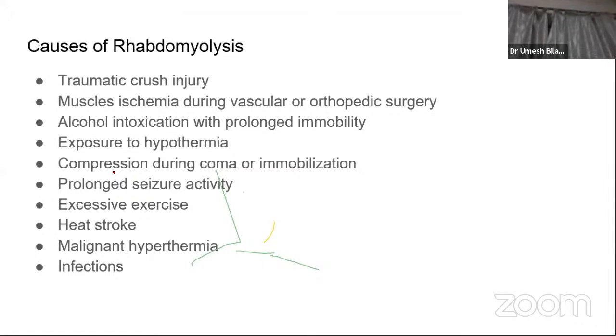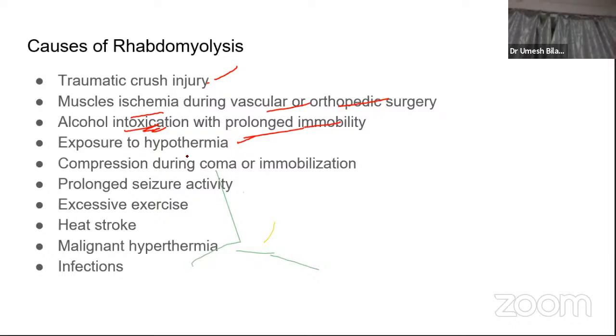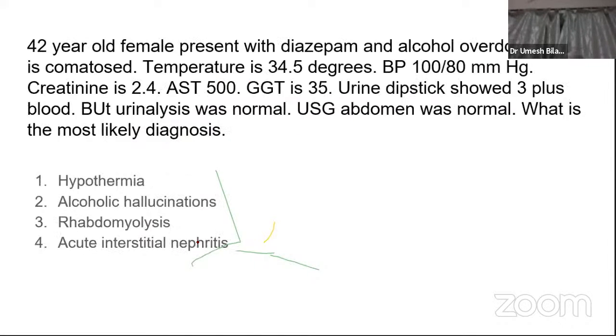Causes of rhabdomyolysis: traumatic crush injuries, muscle ischemia during vascular or orthopedic surgery, alcohol intoxication, which this patient has, prolonged immobility, exposure to hypothermia, compression during coma or immobilization, prolonged seizure activity, excessive exercise, heat stroke, malignant hyperthermia, infections. These are a few causes of rhabdomyolysis, and this patient has everything else normal in the urine.